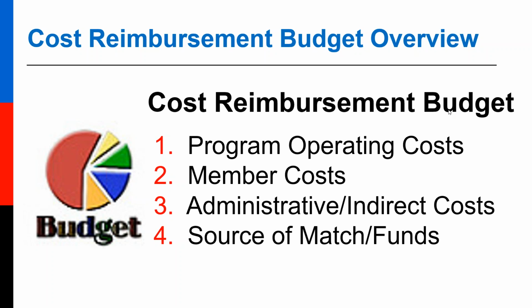The cost reimbursement budget is completed as part of your grant application in the budget section of eGrants, and it's comprised of 4 main sections: the program operating costs, the member costs, administrative indirect costs, and source of match funds. Please note that we'll be reviewing the general costs under each section and that state commissions may require additional items that are not noted here. It's also important to note that all of these categories, again, are based on the 1920 application requirements.